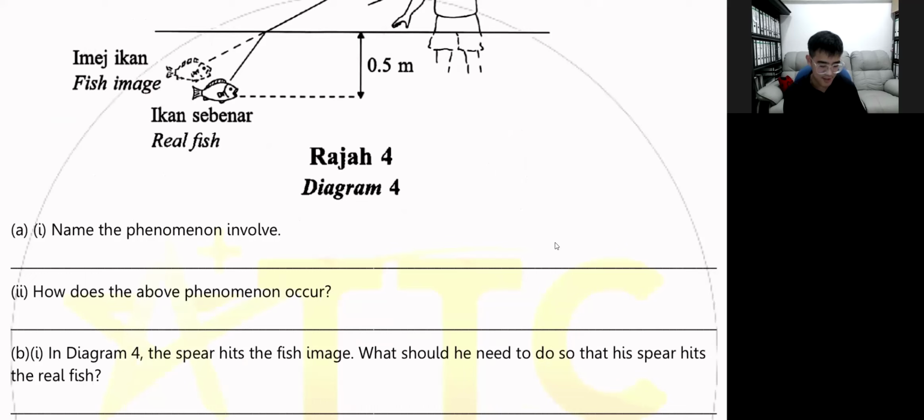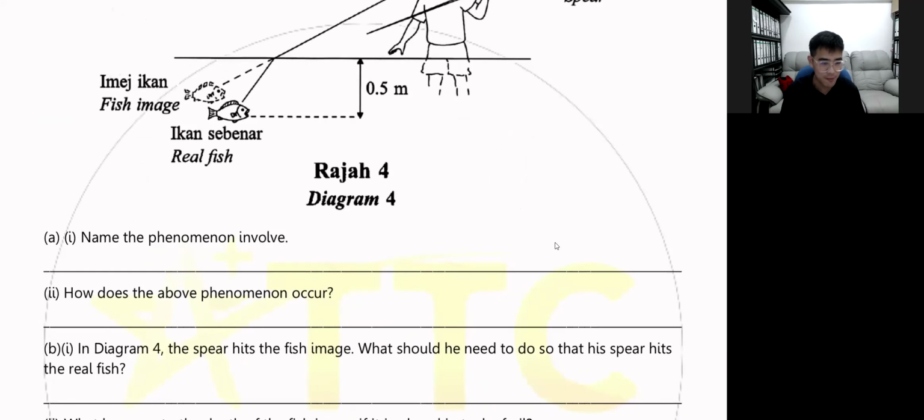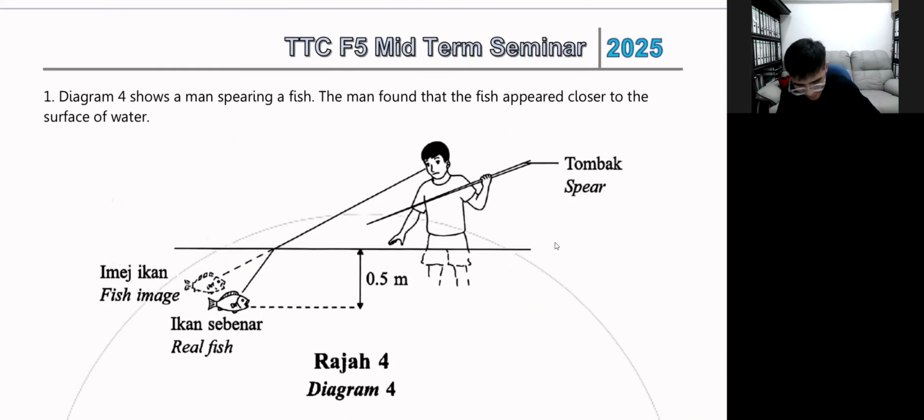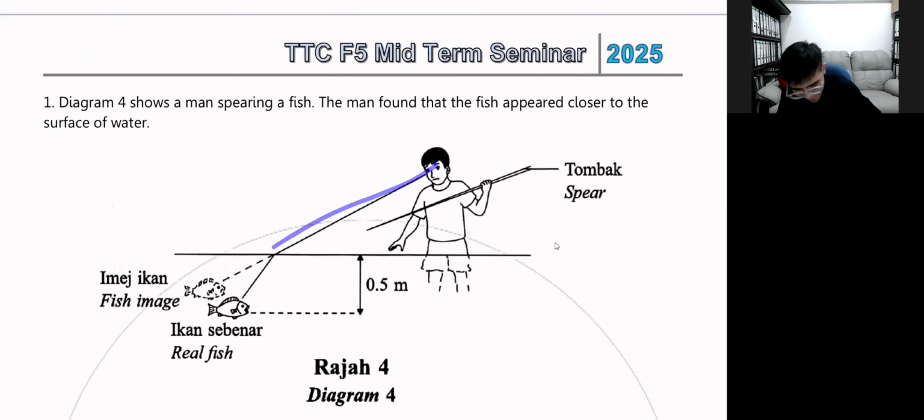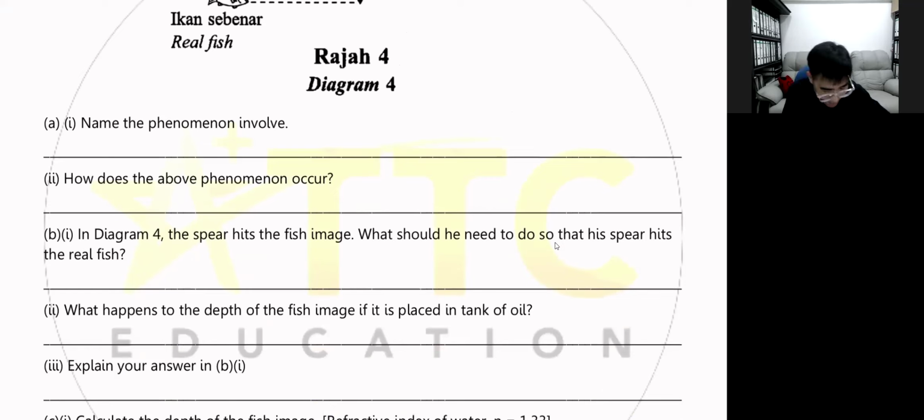Like I said, this question relates to a subtopic. The name of the subtopic is the answer for question A1. Question A1 asks, what is the name of the phenomenon involved in this diagram? So why does the person see a fish that is slightly shallower, closer to the surface of water? This all happens because the light bends. Can you see? The light from the fish bends when the light exits out from the water. So this phenomenon is what we call refraction of light.